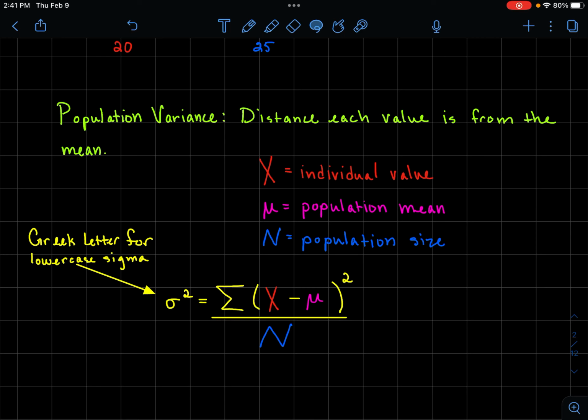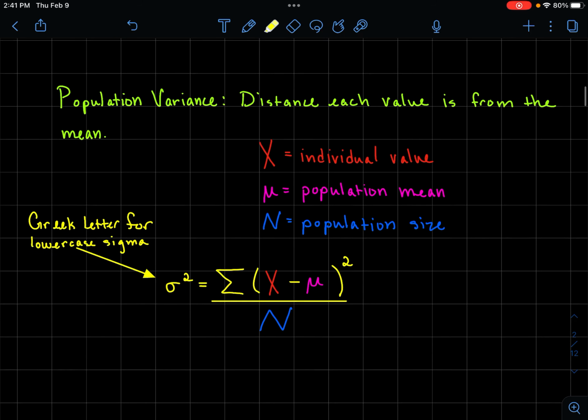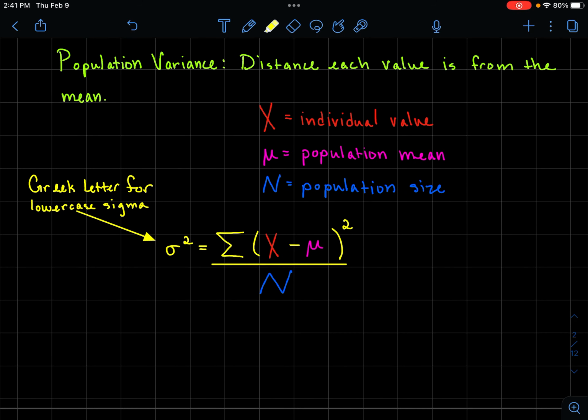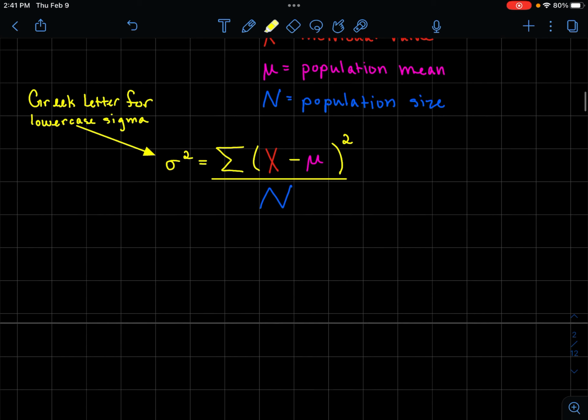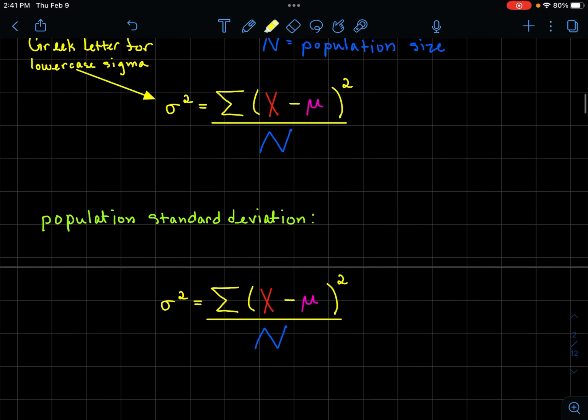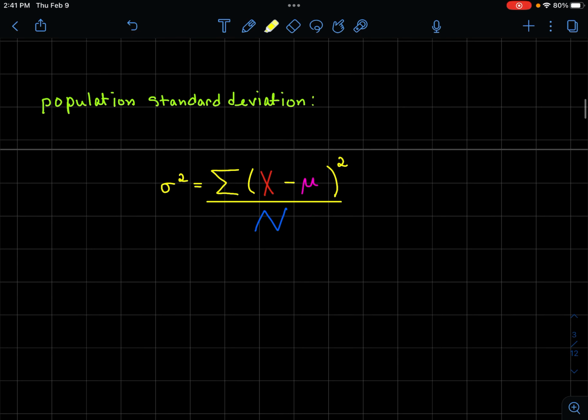This is represented by what we call sigma squared. This is the Greek letter lowercase sigma. Don't be confused, because capital sigma means sum. Little sigma, or sigma squared, represents the population variance. So how do we find the population variance of a data set?